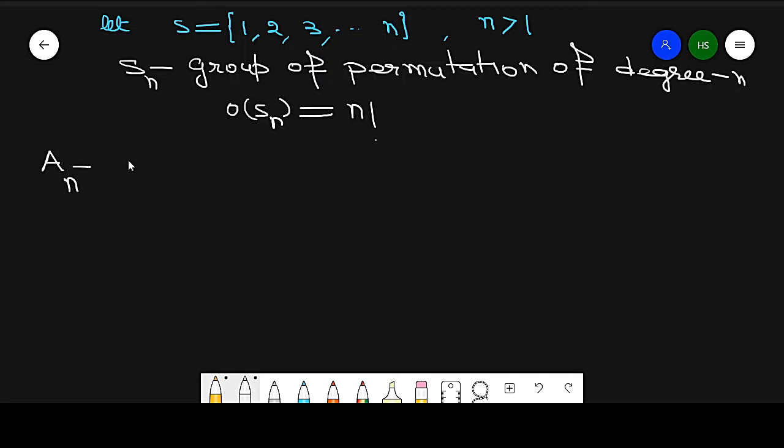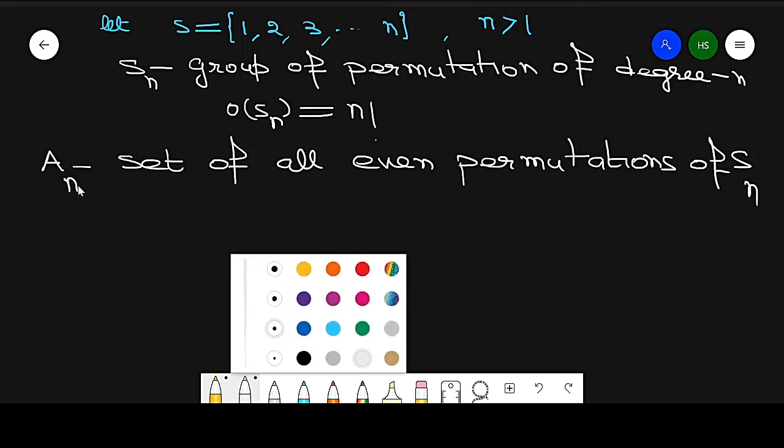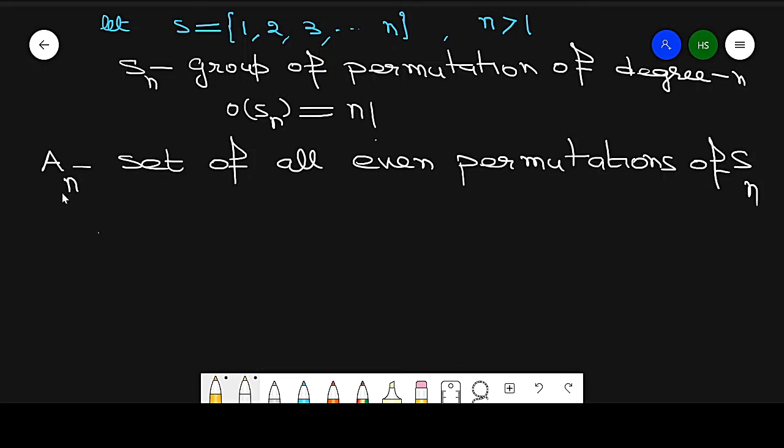An is the set of all even permutations of Sn, right? So I need to prove that it is a normal subgroup of index 2. So first it should be non-empty.